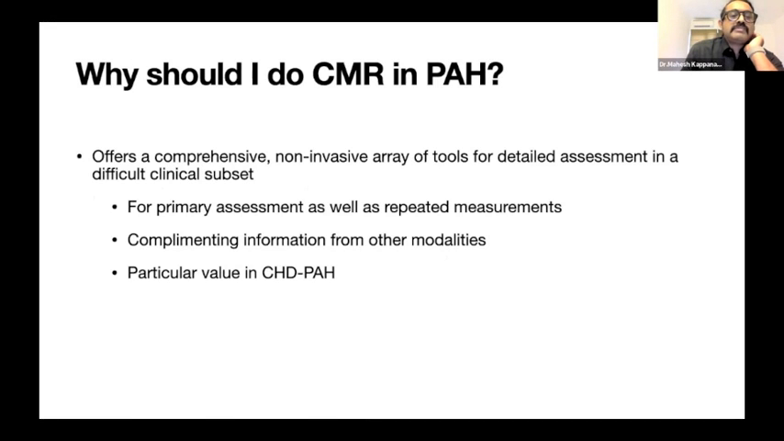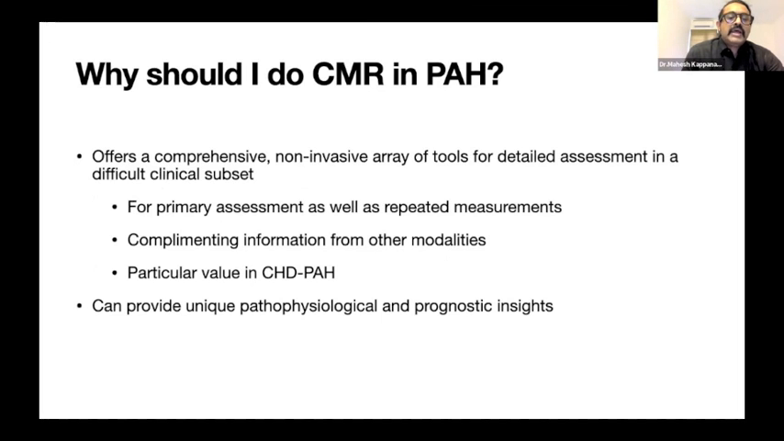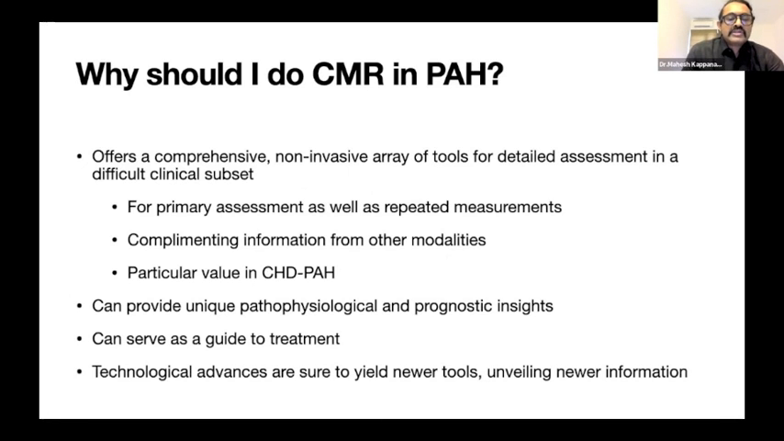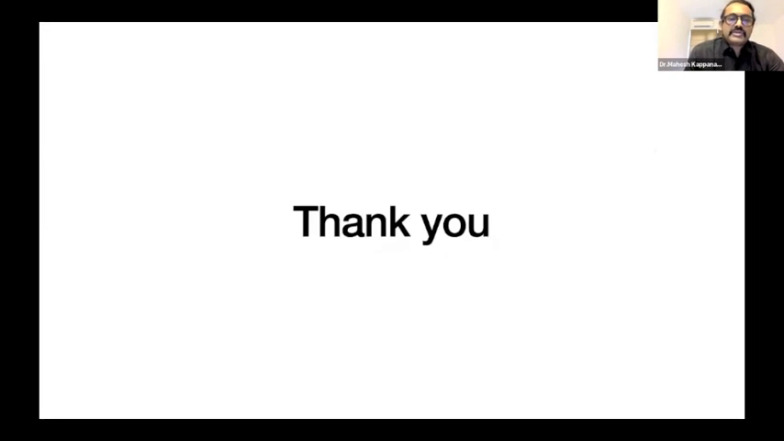So why should I do MRI in PAH? It offers a comprehensive, non-invasive array of tools for detailed assessment, for primary assessment, as well as for repeated measurements. It complements the information from other modalities and is of particular value in CHD-PAH. And it can provide unique pathophysiological and prognostic insights into PAH and serve as a guide to treatment. And the technological advances in the form of AI, etc., are sure to yield newer tools and unveil newer information.